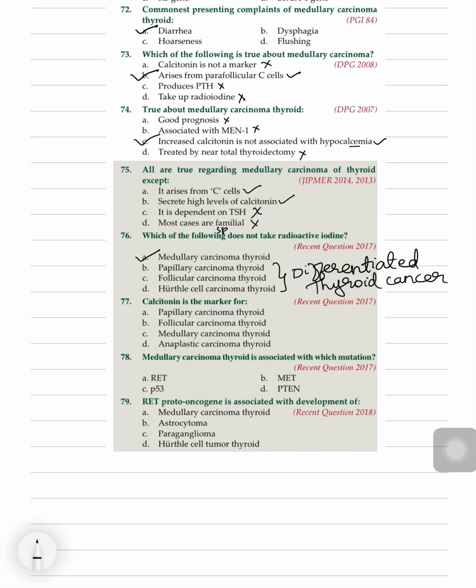Calcitonin is a marker of medullary carcinoma. Medullary carcinoma thyroid, it's a repeated question. RET proto-oncogene is associated with development of medullary carcinoma of thyroid. Yes. It can also cause paragangliomas. Yes. So both the options can be correct in this question.